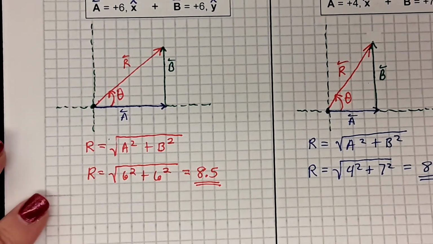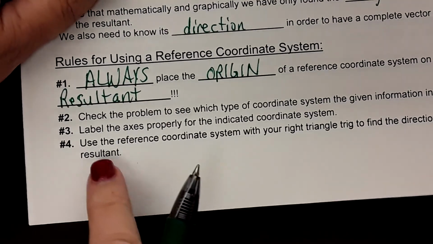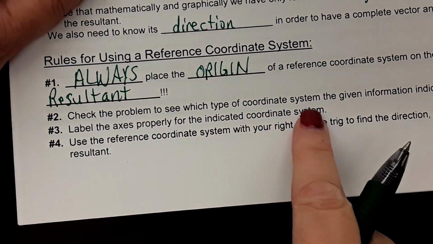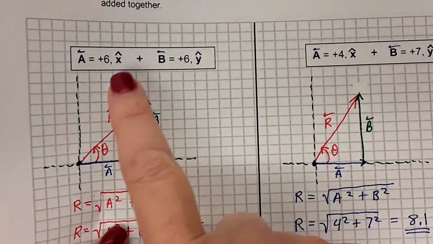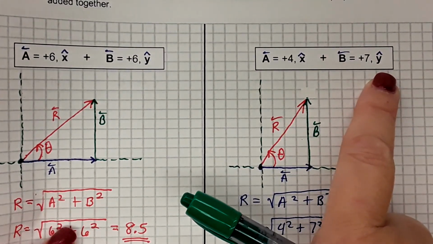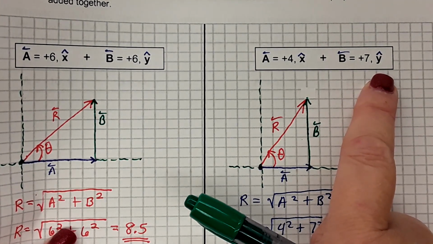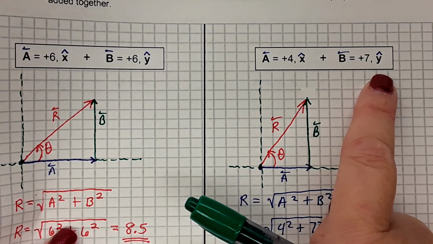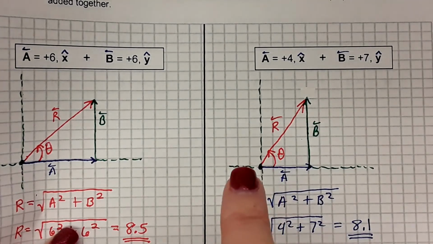Now, let's talk about what we do next. It says check the problem to see which type of coordinate system the given information indicates. Okay, well look at the given information. It says x hat, y hat for both of these. No north, south, east, west. So if there's no north, south, east, or west, you're certainly not using the cardinal system. You're using the Cartesian system. Okay, so we need to label our axes accordingly.